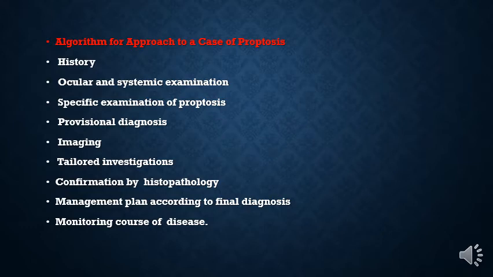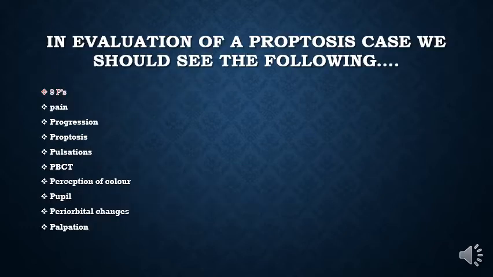Now the algorithm for approach to a case of proptosis. We should take a thorough history, do ocular and systemic examination, specific examination of the proptosis, diagnosis, imaging and investigations, and confirmation by histopathology, and management according to the final diagnosis, and also monitoring the course of the disease is important here. In evaluation of a proptosis case, we should see the following 9 P's: pain, progression, proptosis, pulsations, prism bar cover test, perception of color, pupil, periorbital changes, and palpation.